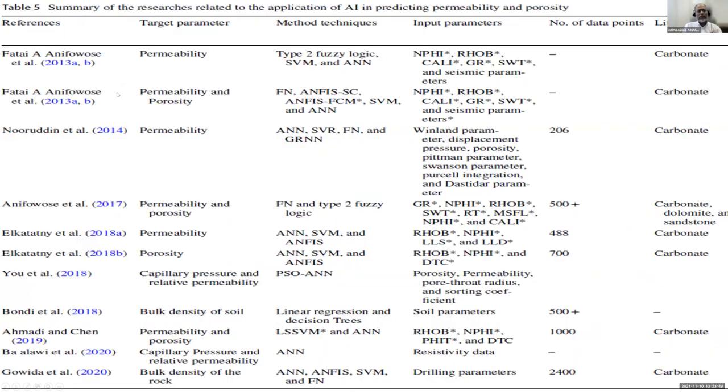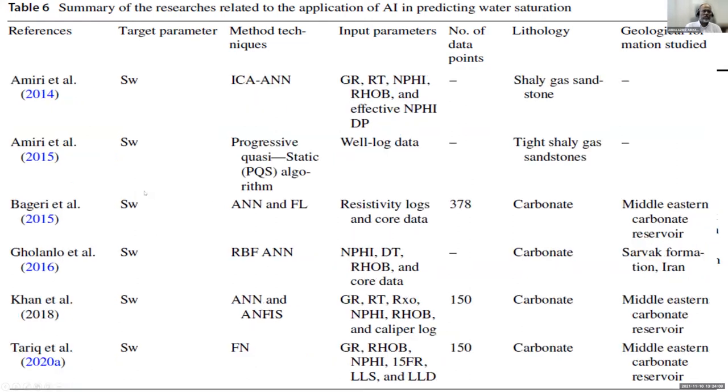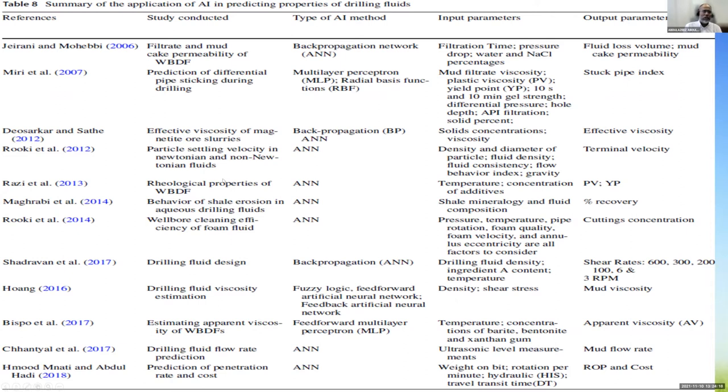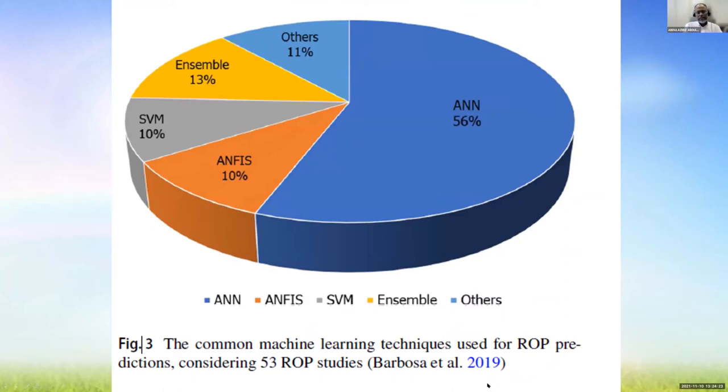And so on. Then we have another table which gives a summary of researchers related to application of AI in predicting permeability and porosity. So these are different top papers that have been addressing that. Similarly, predicting water saturation. So these are different papers on water saturation. And then we have geomechanical parameters, and then drilling fluids, and so on. And here is one of them. You see, common machine learning techniques used for rate of penetration predictions in drilling.